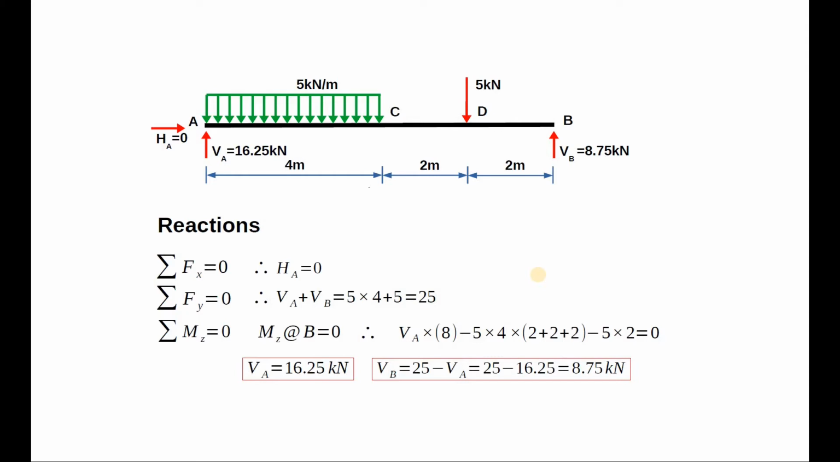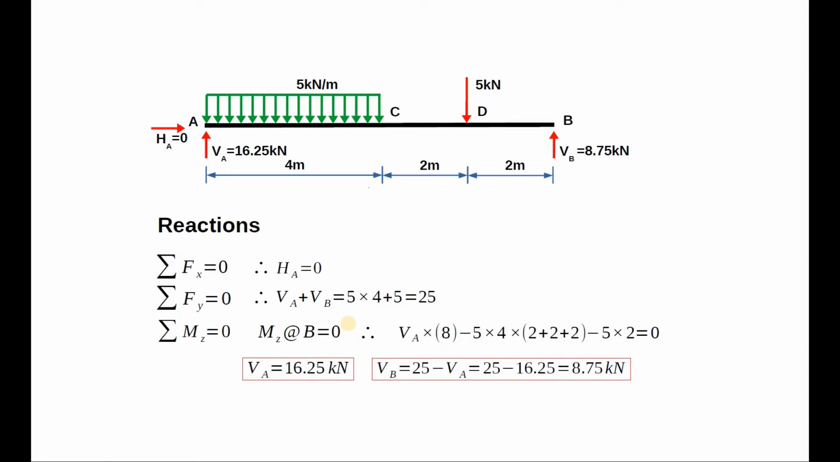so that we can write something like VA plus VB, that is acting upward, equals 5 into 4, that's the total load represented with UDL, and 5 kilonewton, that's the concentrated load, totaling to 25. Hence, VA plus VB equals 25. Our third condition of static equilibrium is sigma Mz equals 0, which represents rotational equilibrium.